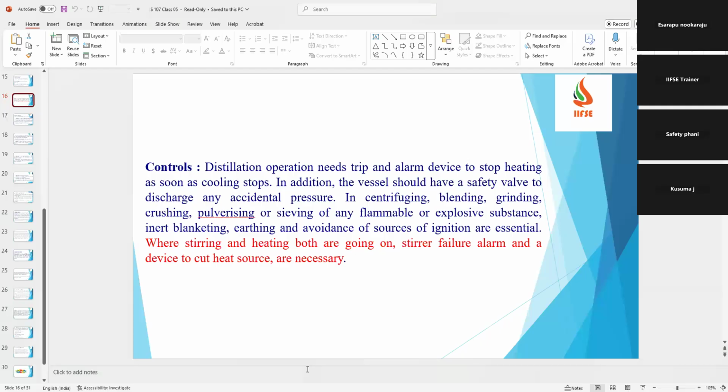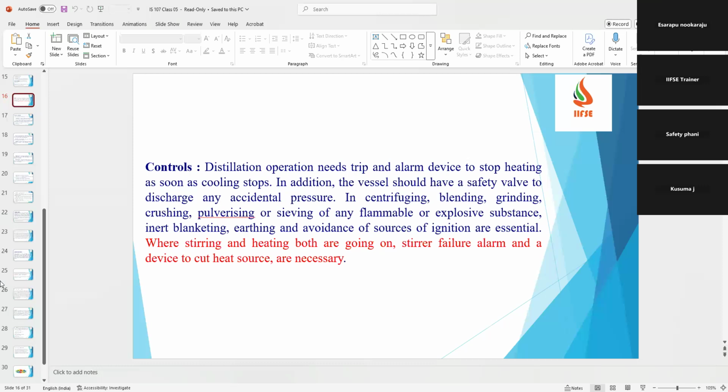So we are talking about the controls. As I said, when you are doing any centrifuging, blending operations or grinding operations, crushing and pulverizing, sieving of any flammable or explosive substances, it is better to perform such activities under inert blanketing or in an inert atmosphere. Earthing and avoidance of sources of ignition are also essential.